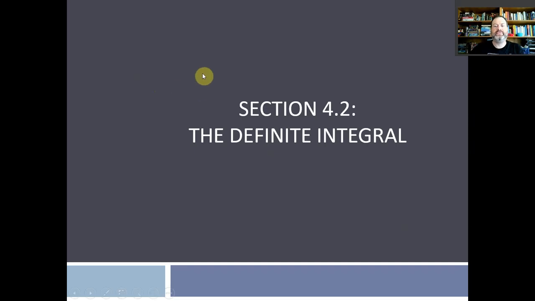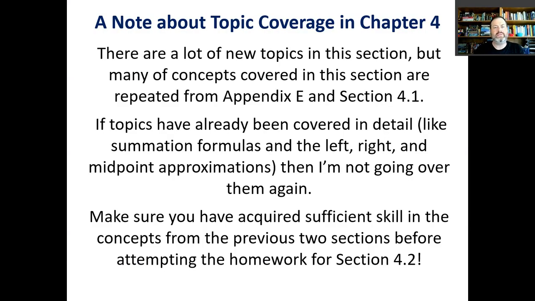Hi there. In this section, we're going to keep going in Chapter 4. And I put a little note, sort of a guidepost, here for you at the beginning. So the idea is that Section 4.2 is probably the longest section that we do the whole semester.